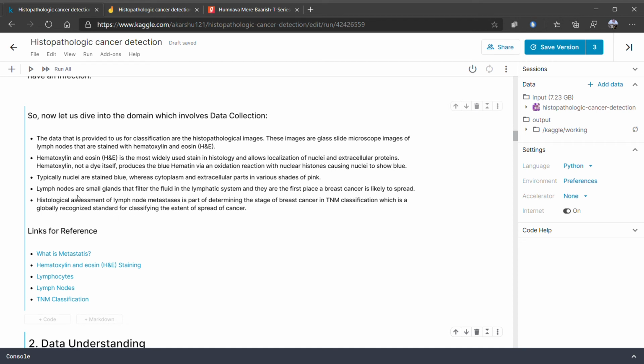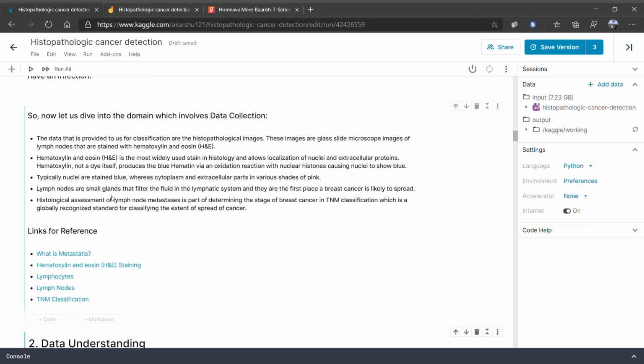And lymph nodes are mainly small glands, as we already discussed. They are responsible for fighting against foreign bodies in the event of infections, and they are the first place where breast cancer is likely to spread in the lymph nodes. So lymph node is one of the noticeable sites where one should take a careful examination in order to see whether a metastasis has been found or not, because breast cancer is one of the most dangerous and widely spread cancers, not only in India but in all parts of the world.